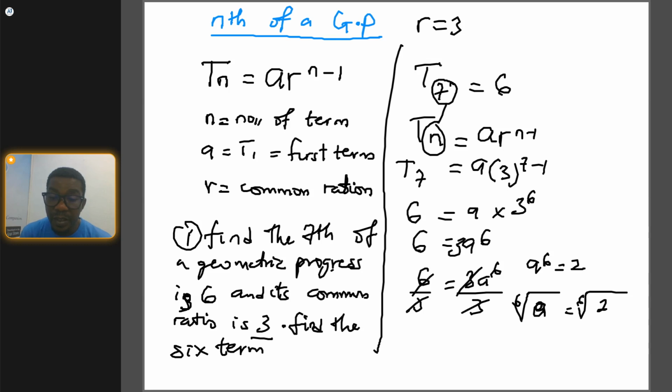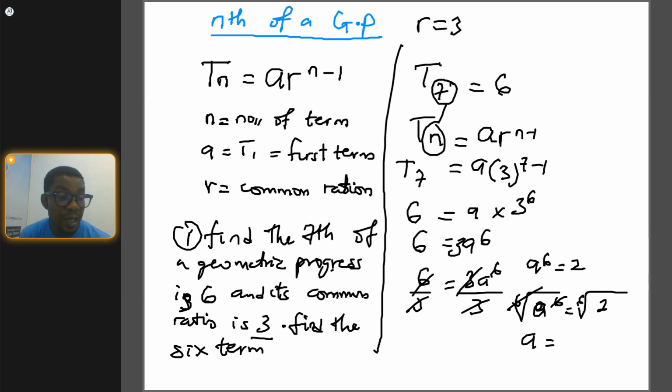So by simplifying this, we have the sixth root of A. This 6 here cancels the sixth root. We have A equals the sixth root of 2. That's going to give us 1 point something, a decimal value.